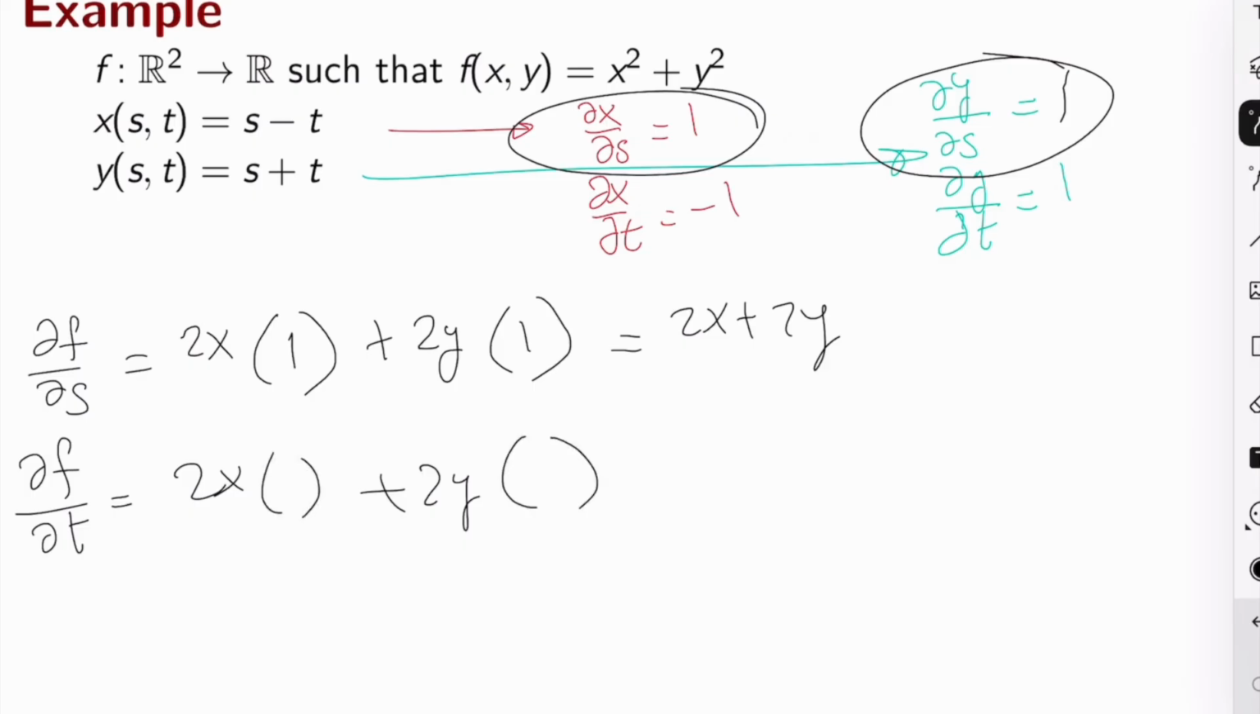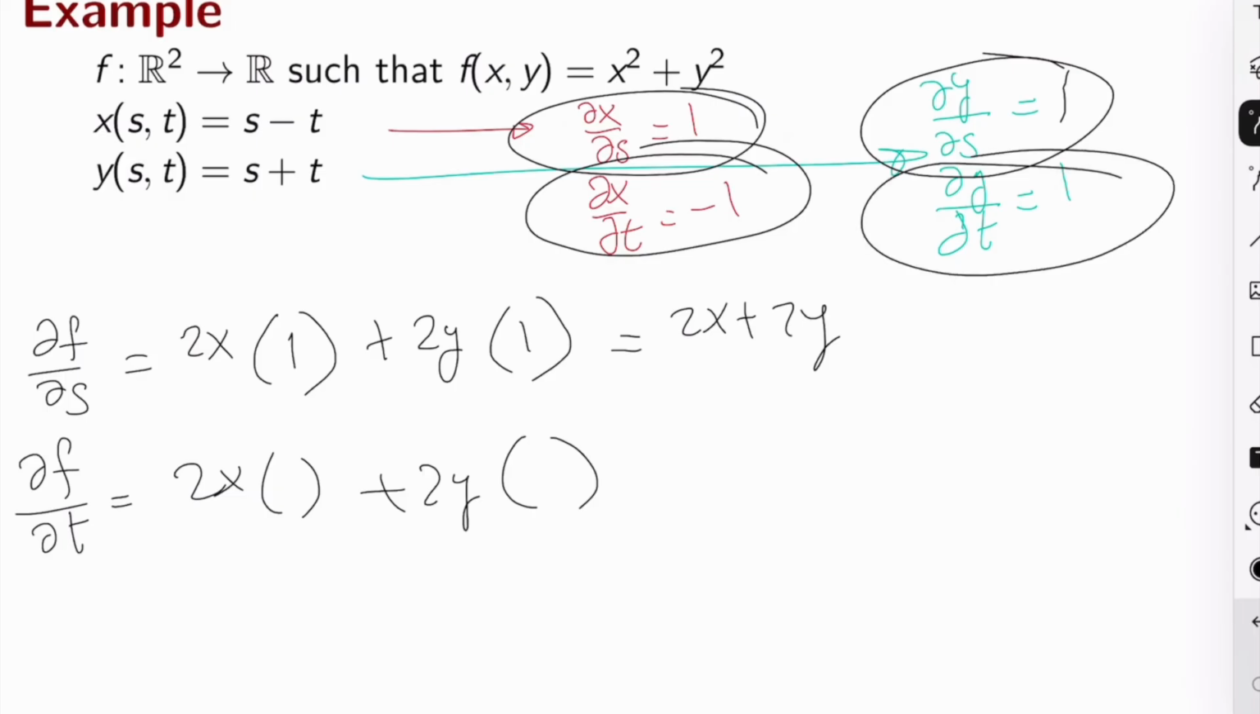But now we are going to multiply by the derivatives with respect to t, that in this case are minus 1 and 1. So the partial derivative with respect to t of the function f will be minus 2x plus 2y. And finally, we put x and y what they are, right? So the last step is always that.